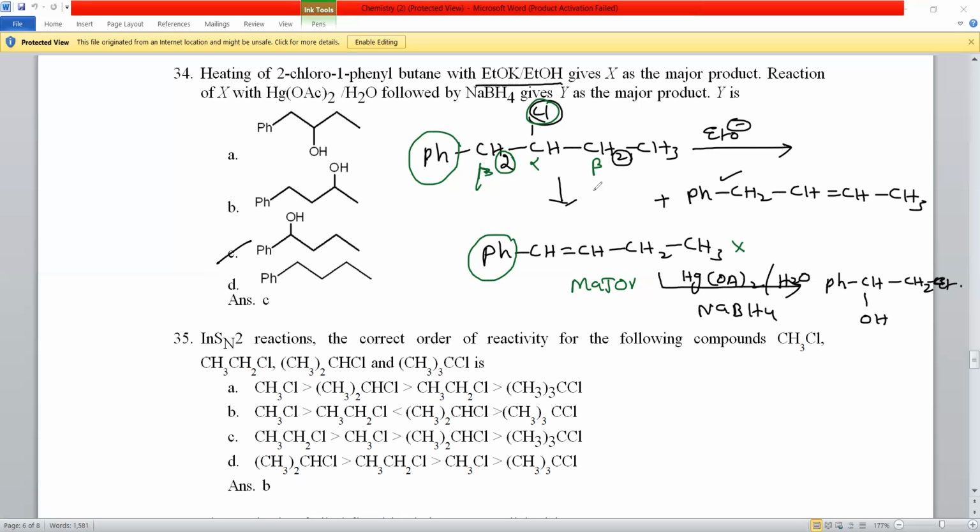So first one is the elimination. You have to know that you will get both alpha and beta products. Among that, this is the major one. Why? Because of extra conjugation. So this follows Markovnikov's addition, and the benzylic carbocation is more stable. That's why I have taken this place as the major product. The answer should be this.